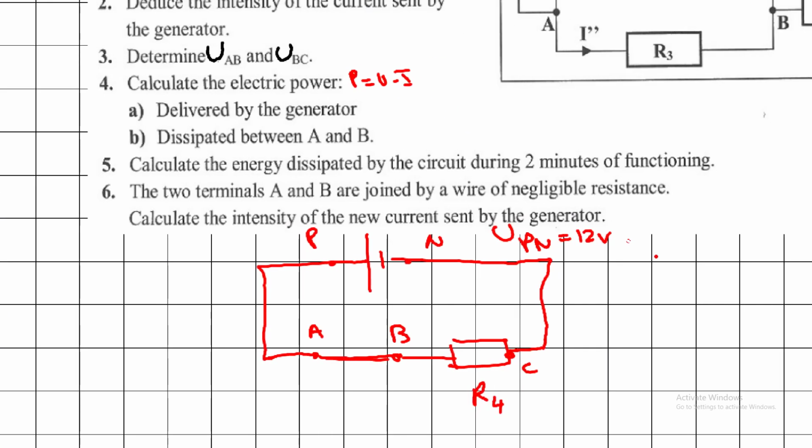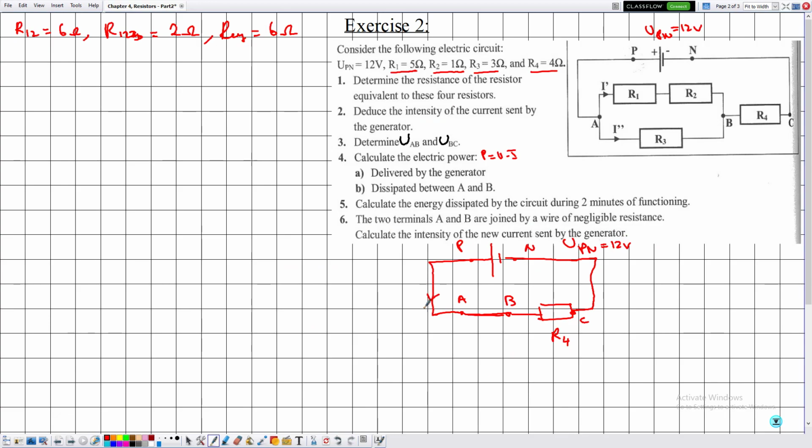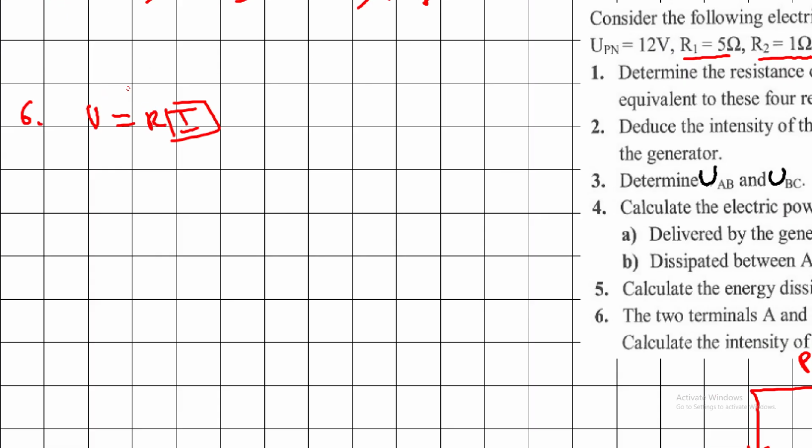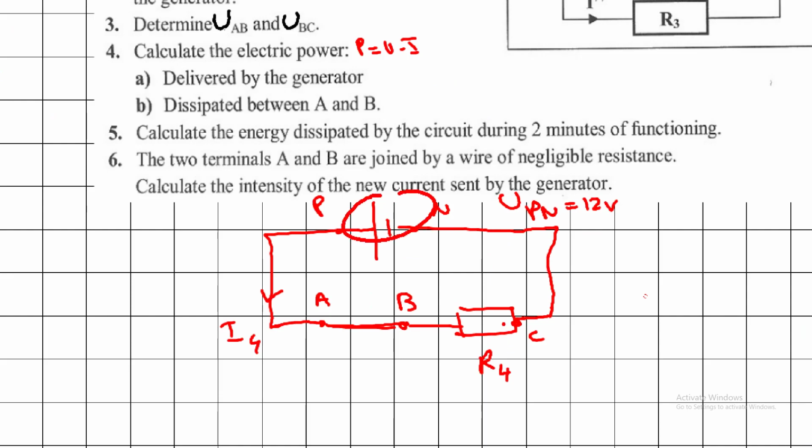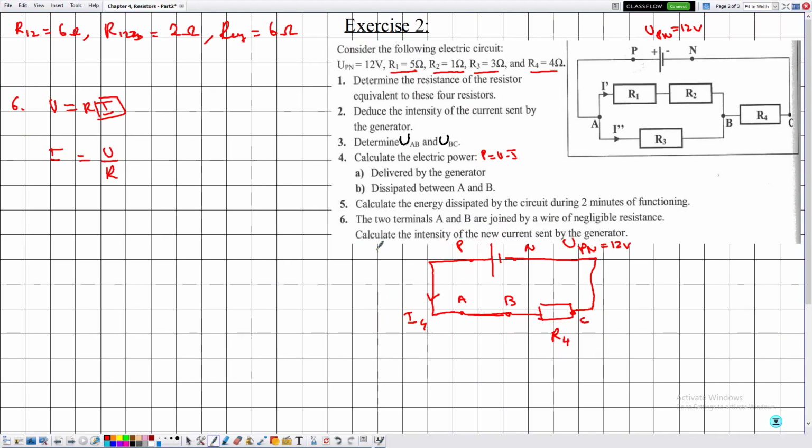They are telling me to calculate the intensity of the new current sent by the generator. So suppose this is the current I4 sent by the generator, and I4 can be determined using Ohm's law because U is equal to R multiplied by I. No need to mention Ohm's law because we already mentioned it during the exercise, so I is equal to U divided by R. And here, since this is 12 volts and this is the only electric component existing in the circuit, it will carry an applied voltage of 12 volts, and the value of R4 is 4, which gives 3 amperes. So I4 is equal to 3 amperes.